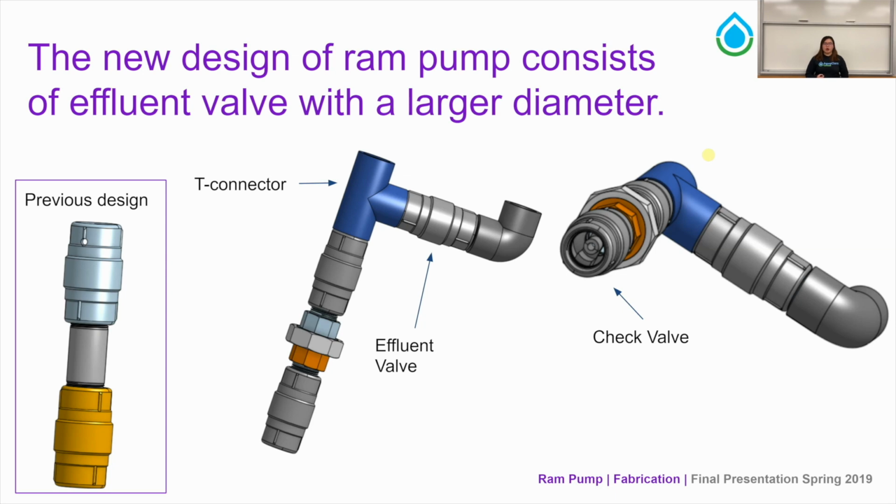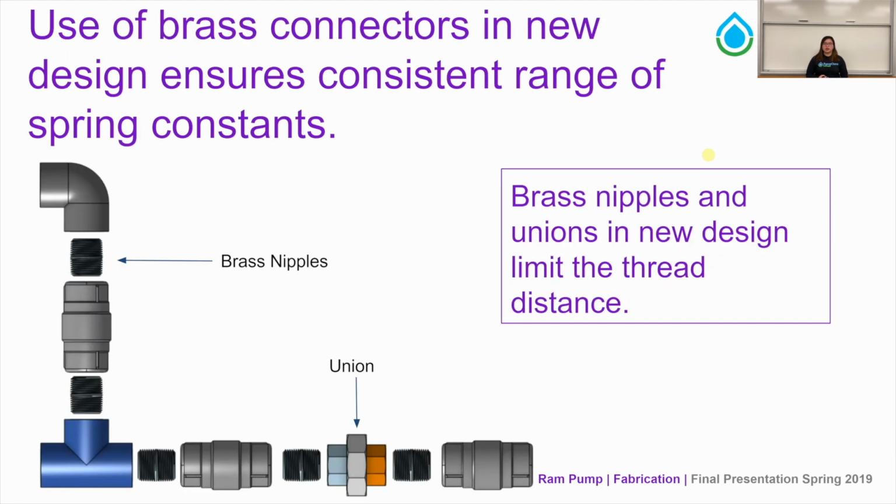In addition, in our new design we also installed brass connectors, including brass nipples and unions, to ensure that every time we assemble the ram pump, there is a consistent distance of opening and closing the valve, since the unions help us ensure that the threading distance for every assembly is the same. Therefore this new design would help us ensure that when we're testing different springs with different K values, there will be a consistent range of spring constants obtained.